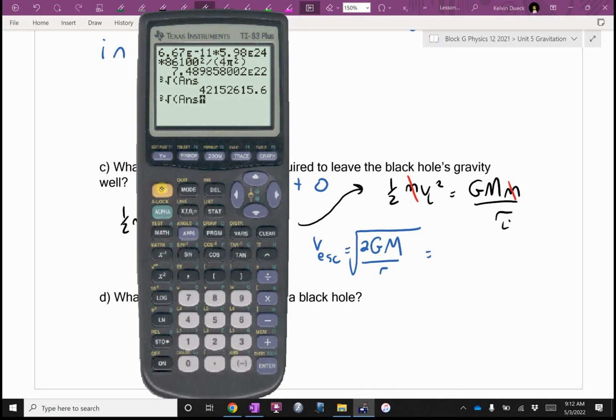If I go back, no, you guys might, if you have your G value, you might still have big G big M over r squared on your calculator. Delete the squared, times by 2, square root.